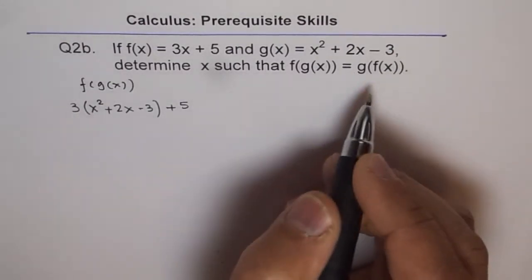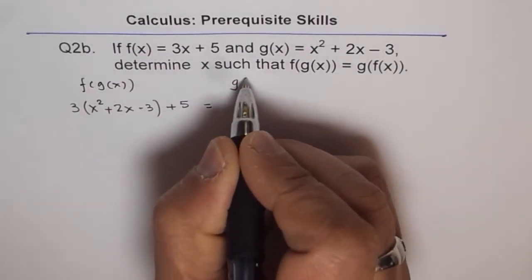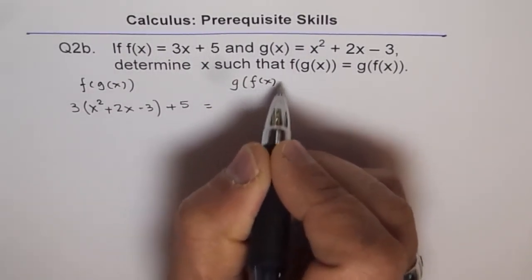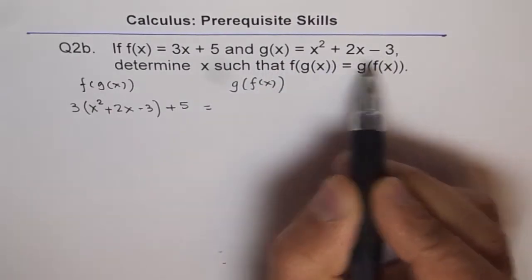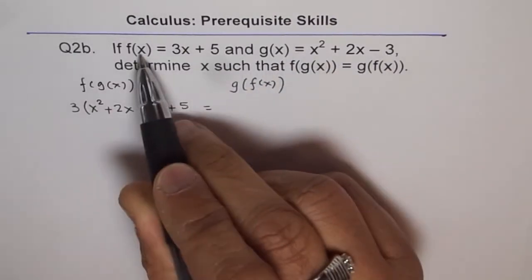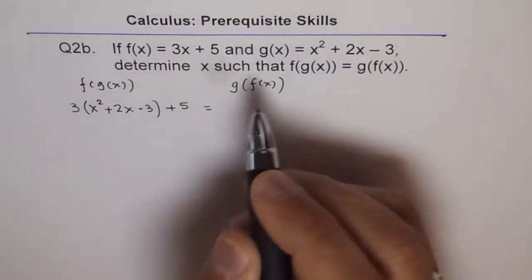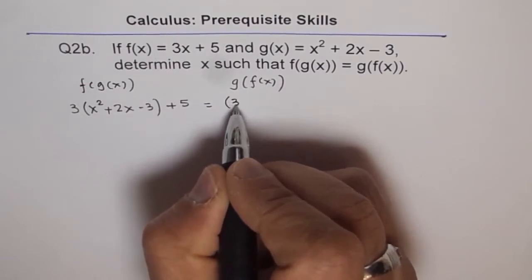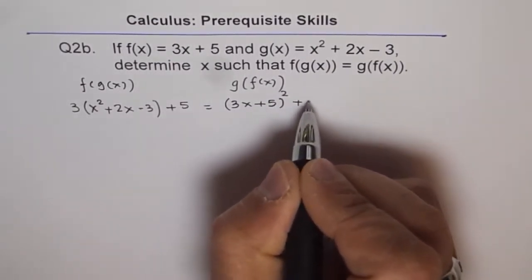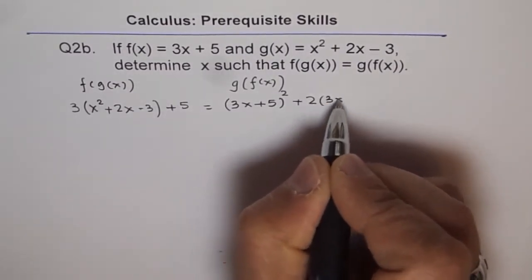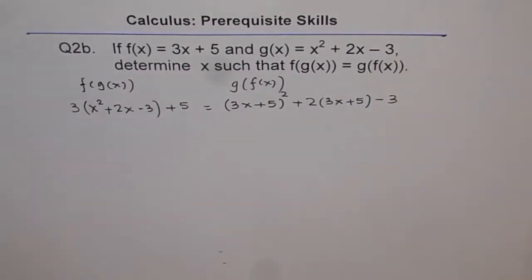Now this is equal to g of f of x. That means in the function g of x, we'll replace x with f of x. That's what it means. So x squared will be replaced with 3x plus 5. So write (3x plus 5) whole squared plus 2 times (3x plus 5) minus 3. So that's what we get, right?